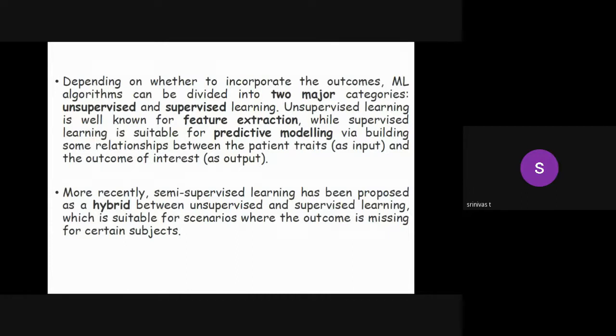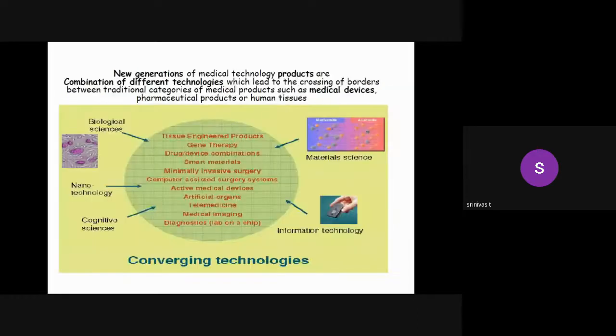More recently, semi-supervised learning is one of the new techniques introduced. It has been proposed as a hybrid between unsupervised and supervised learning, and is suitable for scenarios where the outcomes are missing for certain objects. The missing data can be imputed and included. Even if some data is missing, there is no problem for the prediction. That is possible in ML. Next slide.